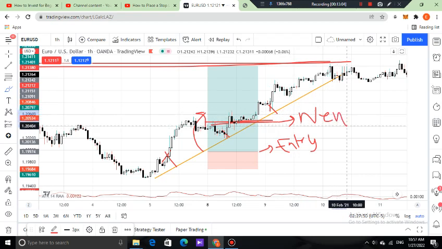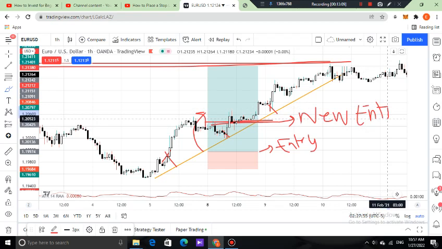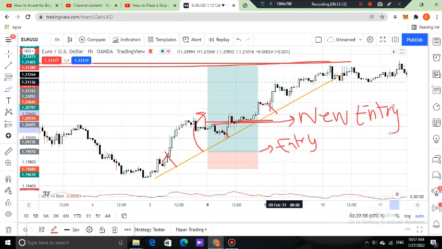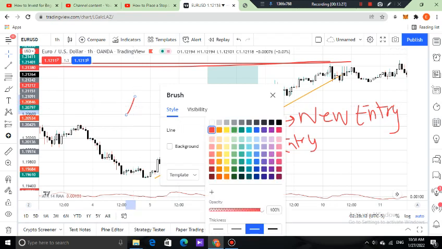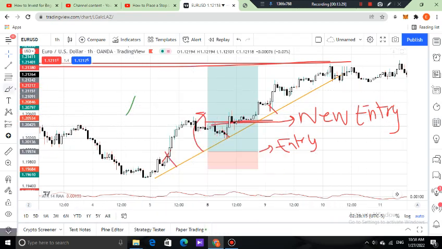entry now, and if price reverses and breaks this trend line down, you can still get out the position with profit. Let me show you with a different color. If a breakout happens here, you can get out the position with profit.